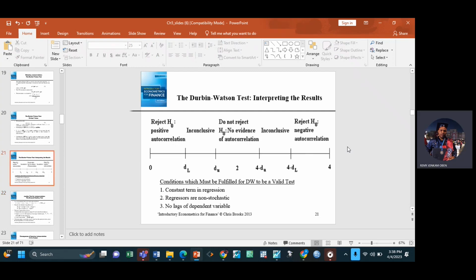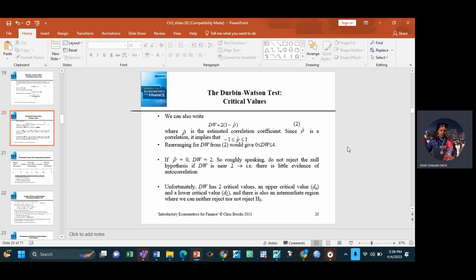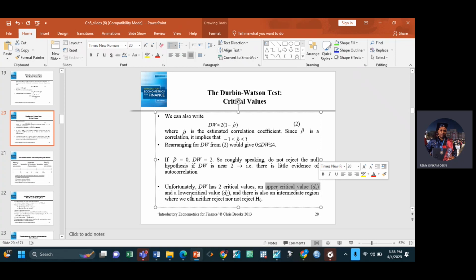Sorry? Okay, I'll tell you. Can you see, DU means upper critical value, DL means lower critical value?